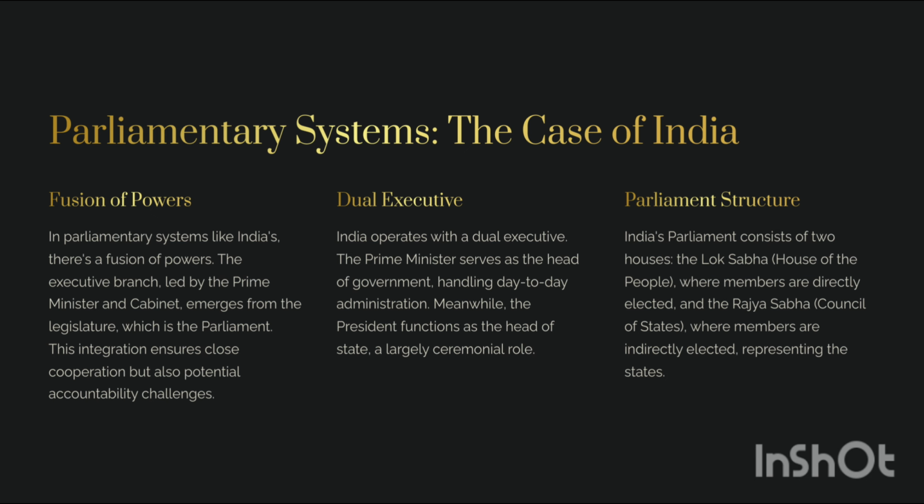Parliament structure. India's parliament consists of two houses, the Lok Sabha, the House of the People, where members are directly elected, and the Rajya Sabha, Council of States, where members are indirectly elected, representing the states.